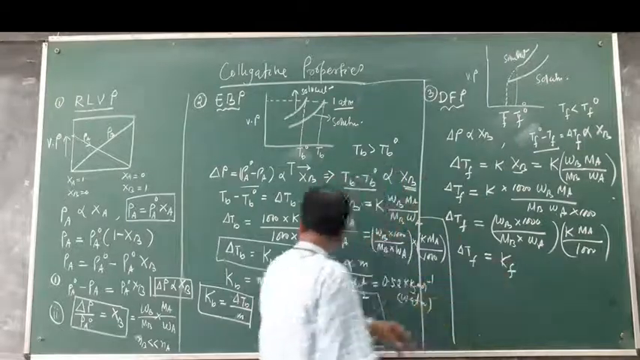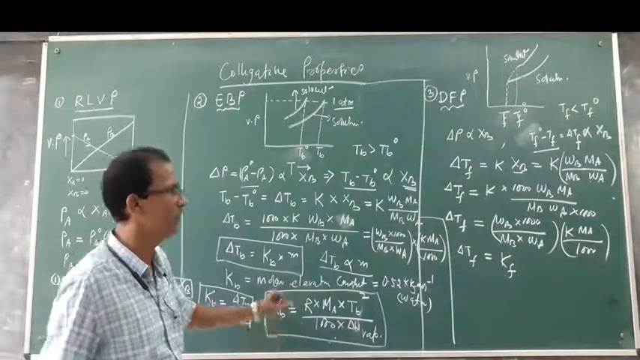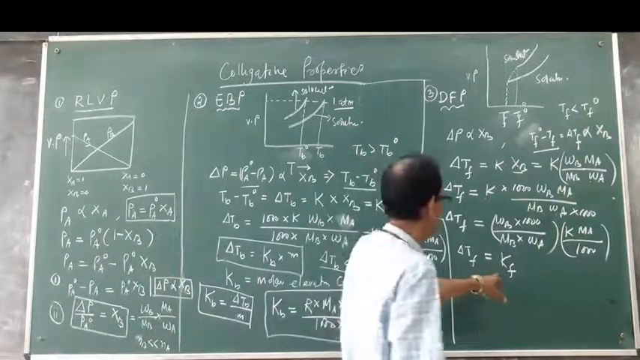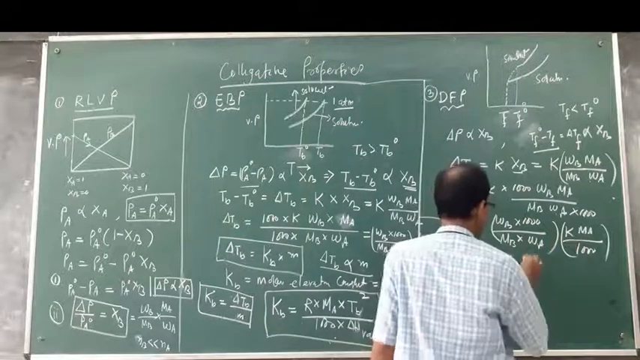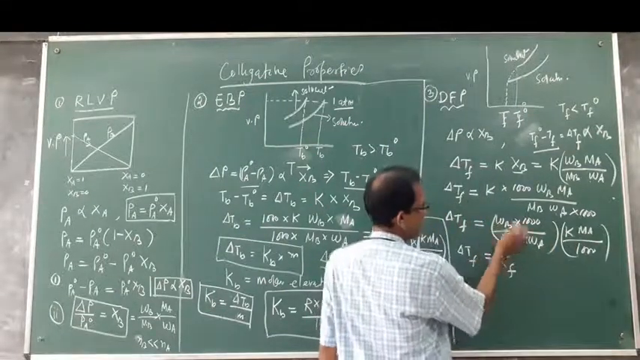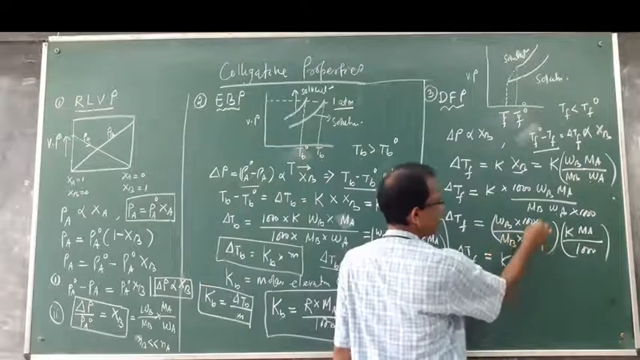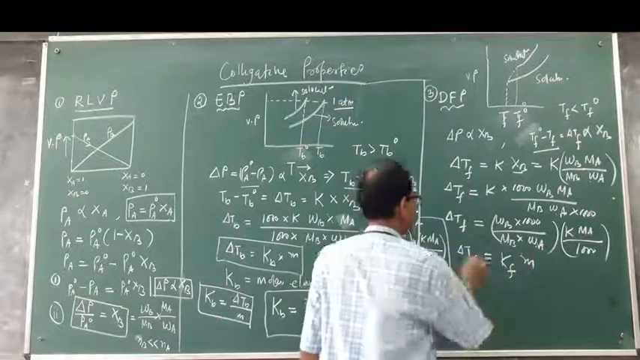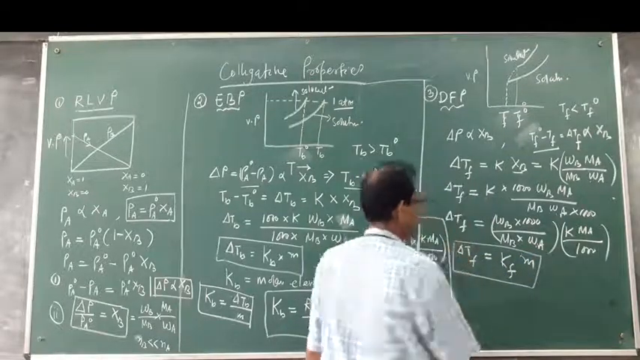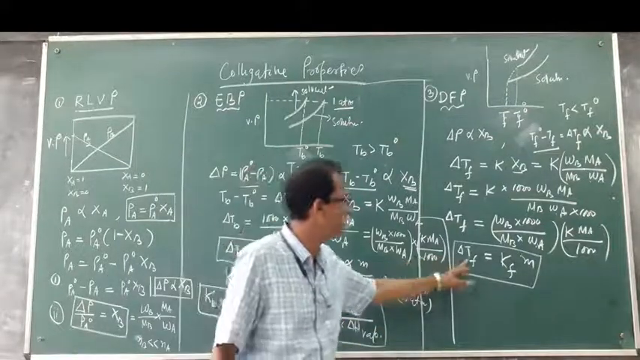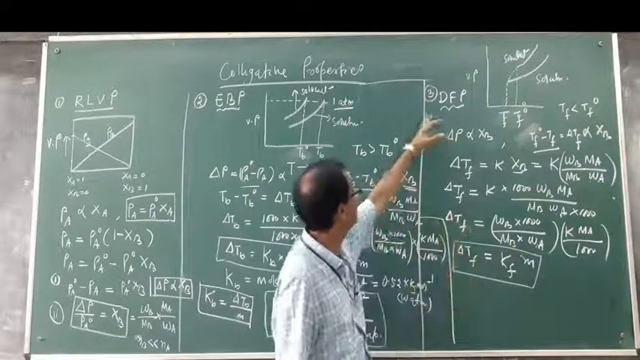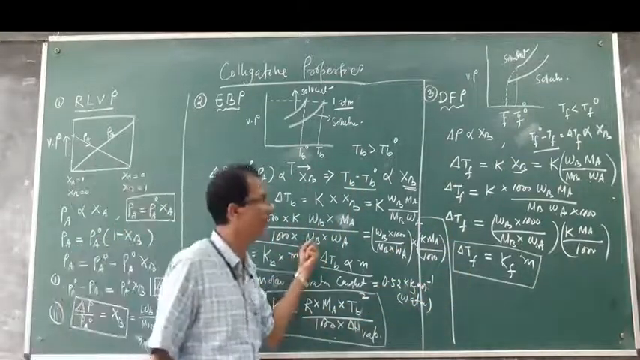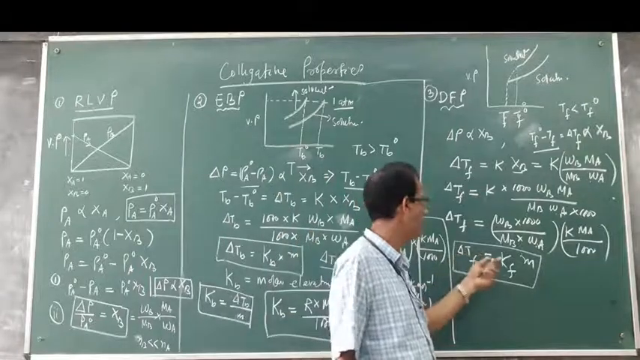F means freezing point, here B means boiling point. This is called the molar elevation constant, and this is called the molar depression constant. Kf into wb by mb into 1000 by wa is called small m. Now you got the new formula. Del Tf is the decrease in freezing point, and del Tb is the increase in boiling point. So del Tf is equal to Kf into m.